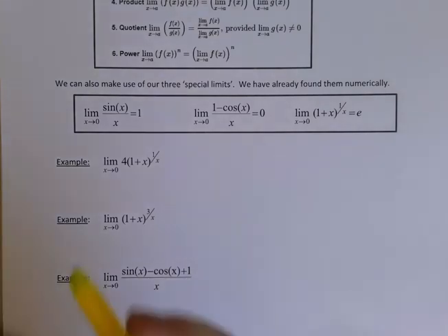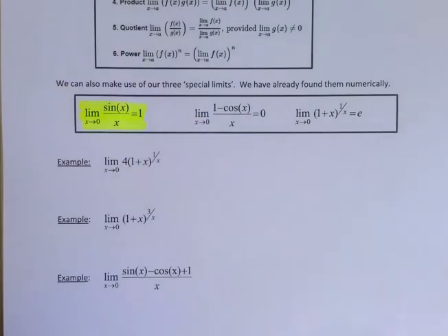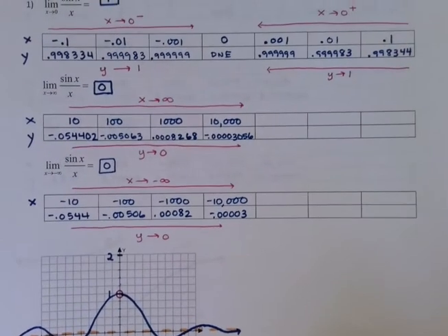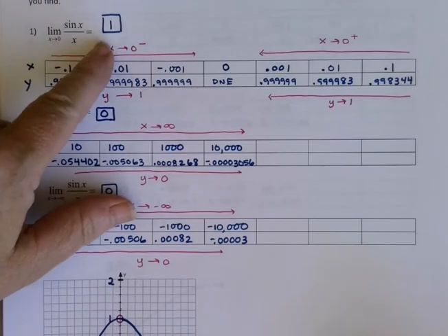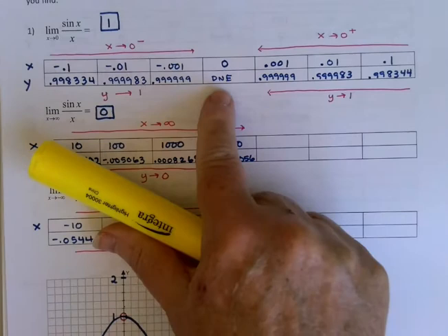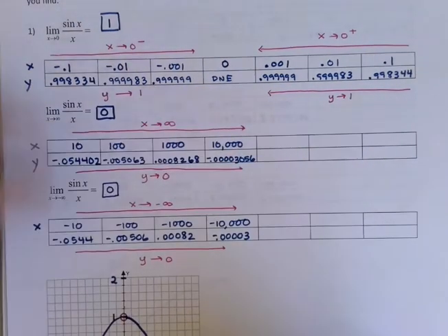This first one, the limit as x approaches 0 of sine x over x is equal to 1. We did that one numerically together. That was on page 7. We did this numerical limit and we allowed x to approach 0 from both the left and the right. And we discovered that the y values approached 1. So that one we did do.